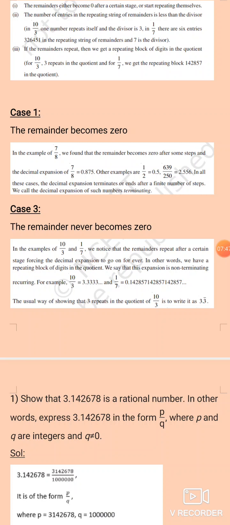So a simple one is this. 3.142678: how many decimal places are there? 1, 2, 3, 4, 5, 6. So avoid that decimal and write all those numbers.